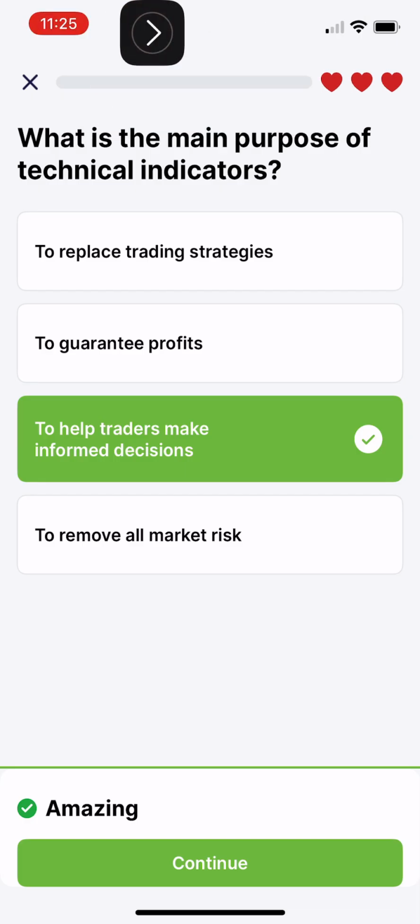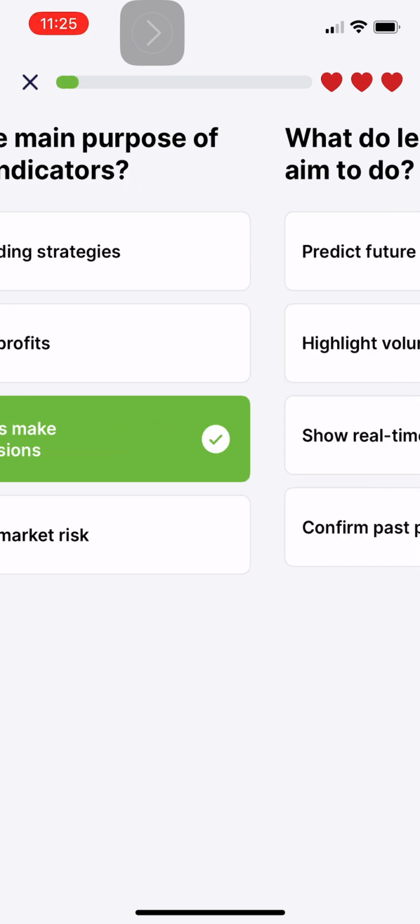What is the main purpose of technical indicators? To replace trading strategies, to guarantee profits, to help traders make informed decisions, to remove all market risk. Amazing.